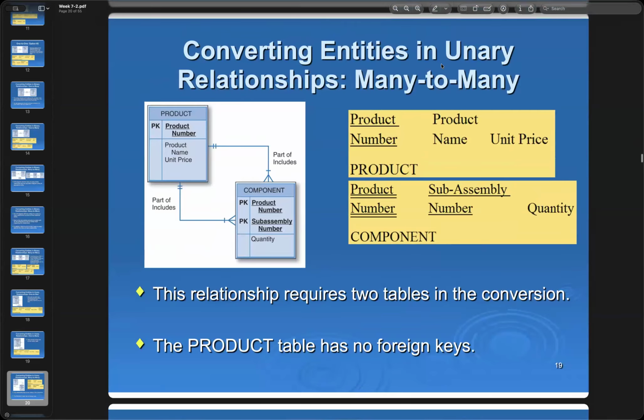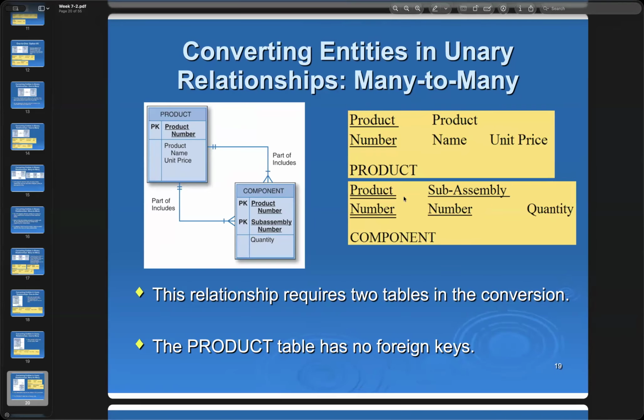Let's say if we have the unary relationship, and then if we have the many-to-many, because sometimes products can be parts of another product, or sometimes we have components. If we have this, then we require two tables in the conversion. So we need to add the conversion table right here, and for the product table we do not need the foreign key. So we're adding one called components right here. We put the product numbers, and then maybe there's an assembly number, which will be another product number, and then the quantity right here. So it can show the components.